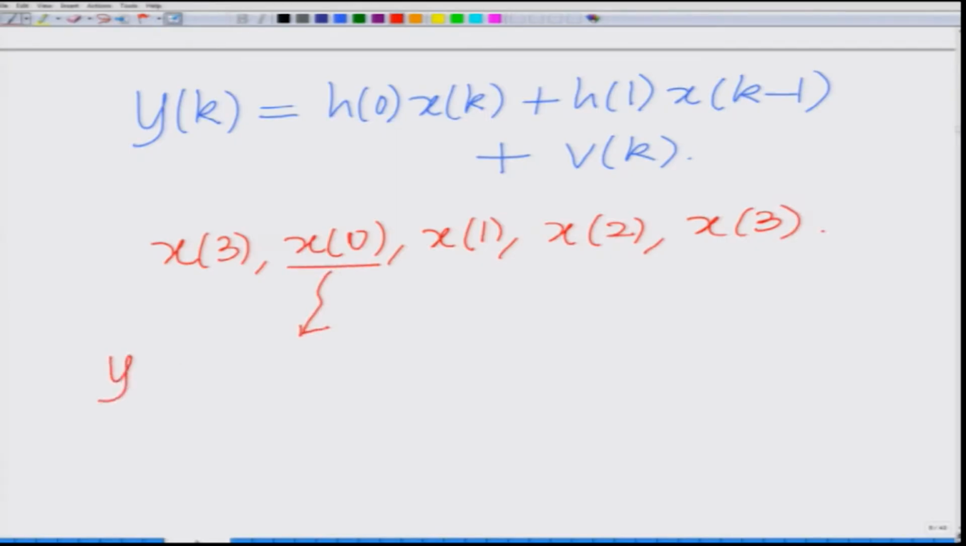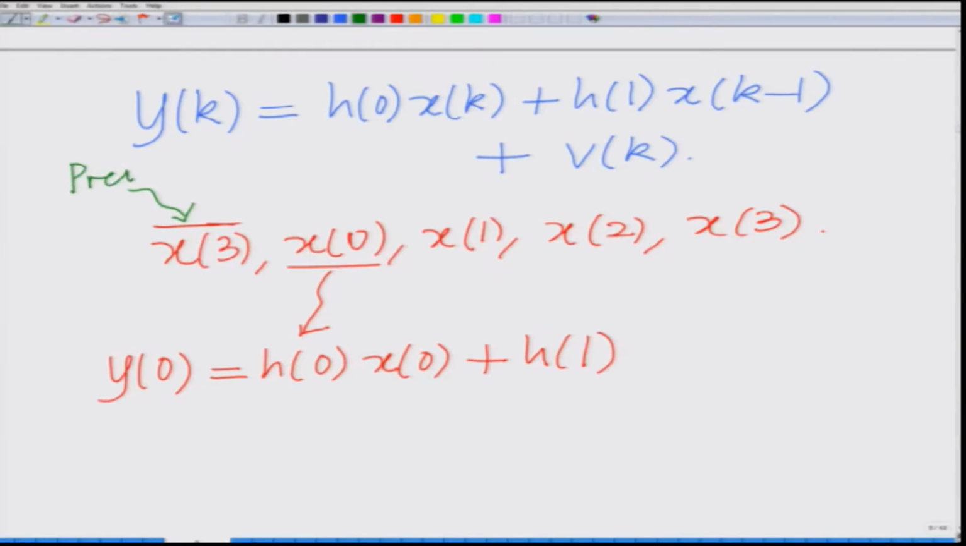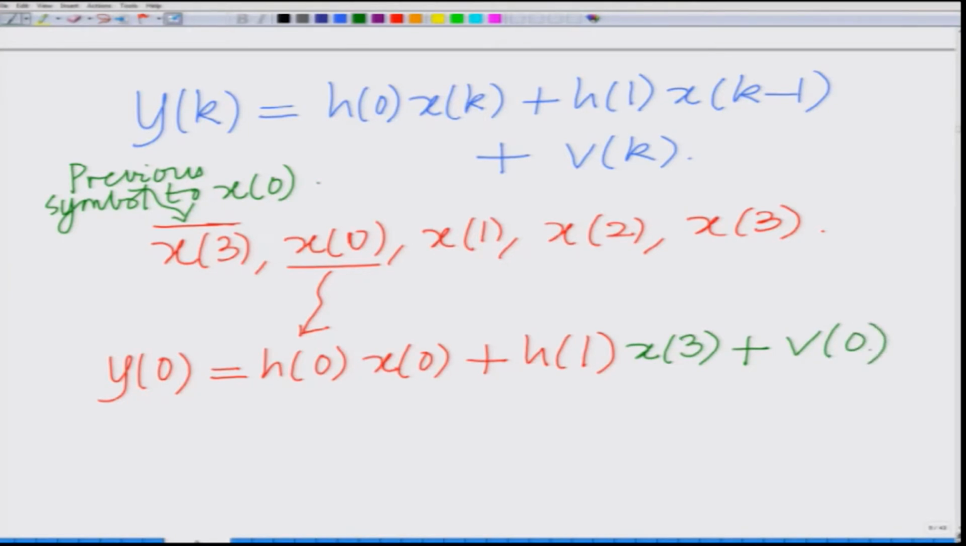Output corresponding to X0 is Y0 equals H0 times X0 plus H1 times the previous symbol, but the previous symbol to X0 is X3. This is the previous symbol because of the addition of the cyclic prefix. Therefore, this is X3, which is the previous symbol to X0, plus V0.